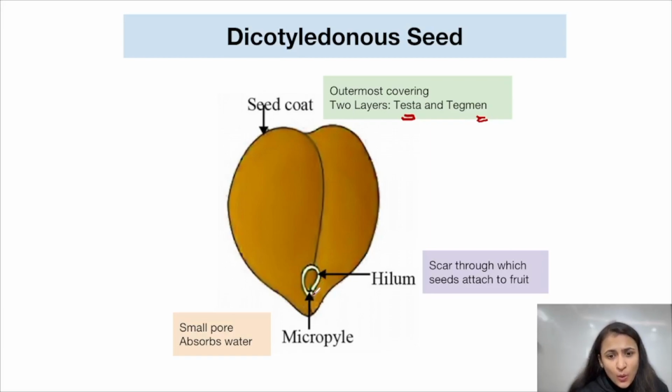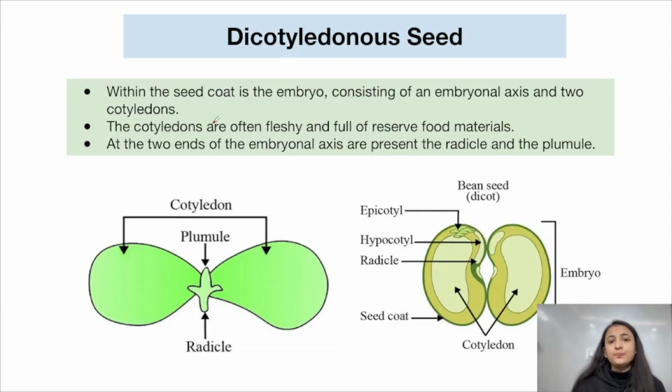Now, there is a small pore present near the hilum, which is known as the micropyle. This is a small pore. It absorbs water and oxygen. Gaseous exchange takes place through this pore. At the time of seed germination, it absorbs water and helps the seeds to germinate. So this is the function of the micropyle. These are very important parts of a seed. You must remember their functions and their names very well.